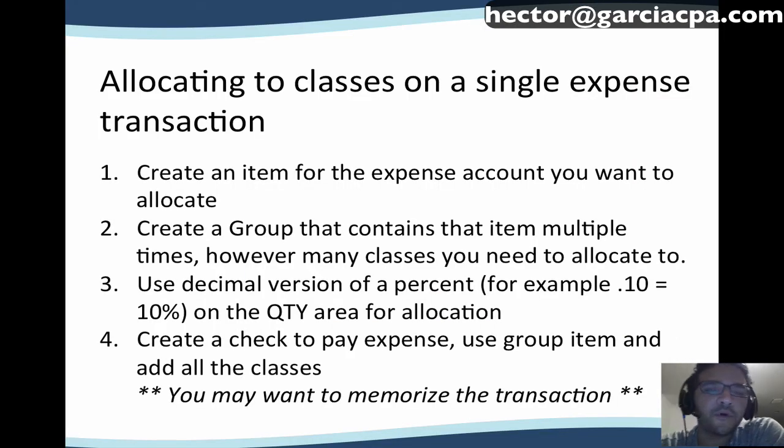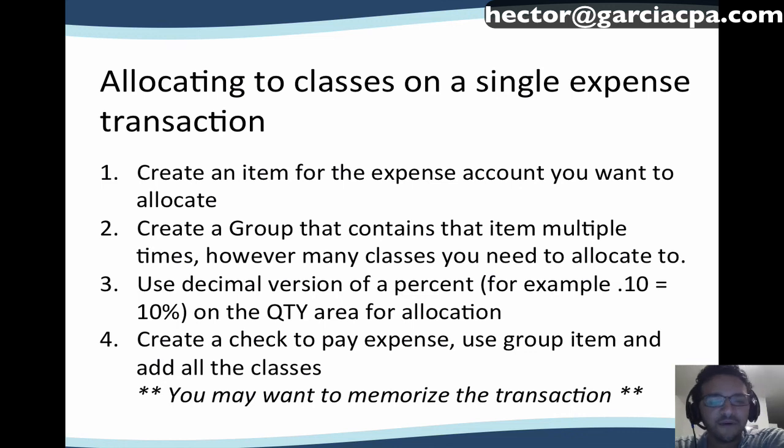The next example, we're going to allocate multiple classes using a single expense transaction, like a check. So we're going to write a check to, let's say, our rent, and we want that rent expense to hit across 10 classes. So the steps are: create an item for the expense account that you want to allocate first. Then create a group that contains that item multiple times, however many classes you need to allocate to.